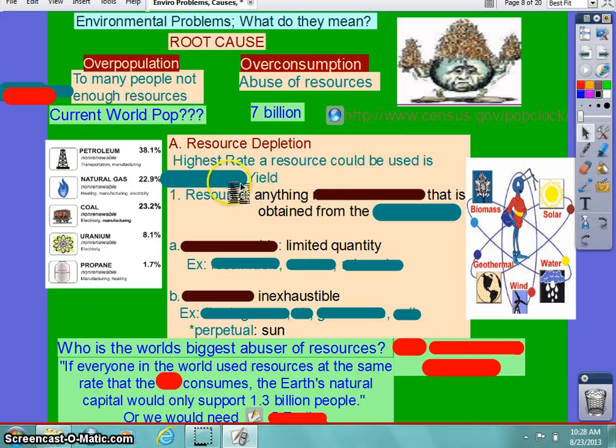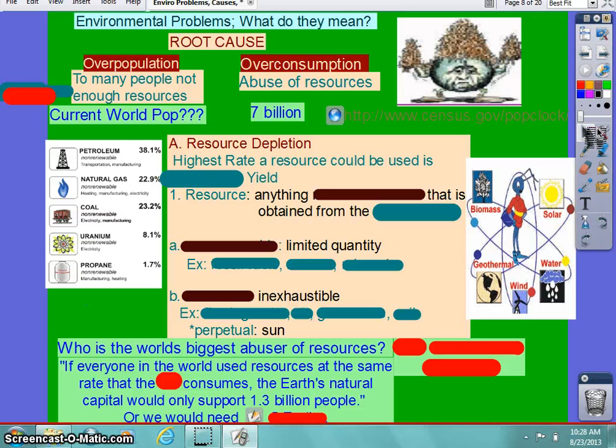All right. The highest rate a resource can be used is called what? I actually uncovered a little more of the word than it is in your notes, because I made it so that you can help me out with the answer. I made new notes this year. So, anybody know? The highest rate at which a resource can be used is called its what? Blank yield. Maximum is good. Highest is good. Overall, what's the word we're going to constantly be using?